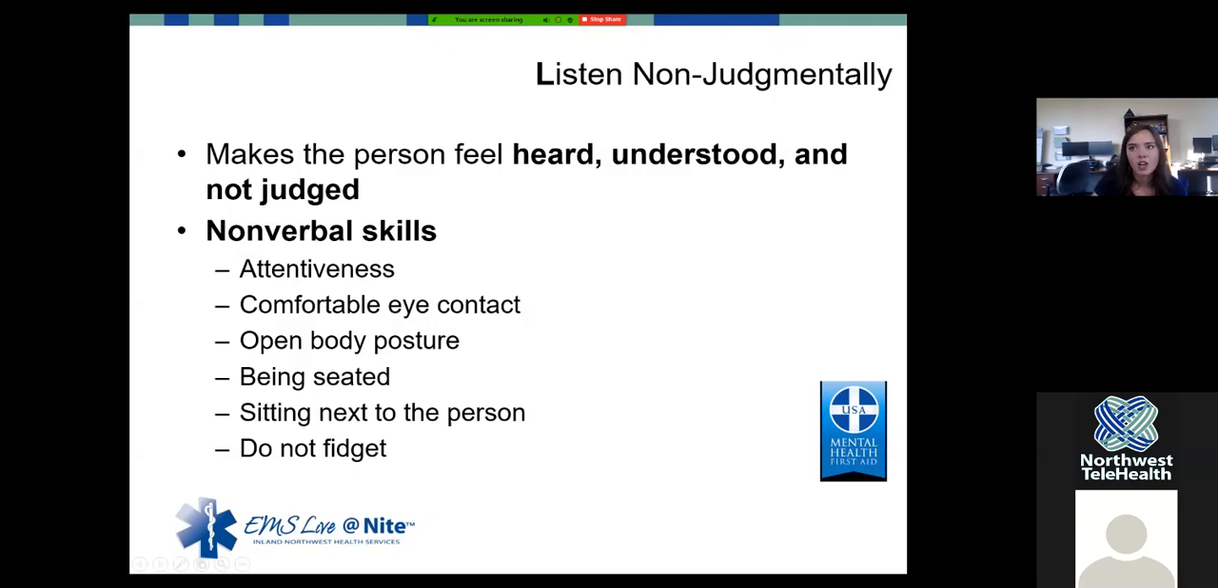And being next to someone can help, again, in a way say, hey, I'm with you, I'm next to you, I'm here for you, rather than being across from them, maybe in like an interview type setting. And then don't fidget. So if you're nervous, they're going to be able to pick up on that energy, and they're probably already nervous in general. And with listening non-judgmentally, you're doing this while you're assessing for risk of suicide or harm. You're doing this while in the other steps as well. But assessing for risk of suicide or harm is kind of your number one priority there. And then you can move on to these next steps that we'll talk about. But this is something that you're doing all throughout, hopefully.